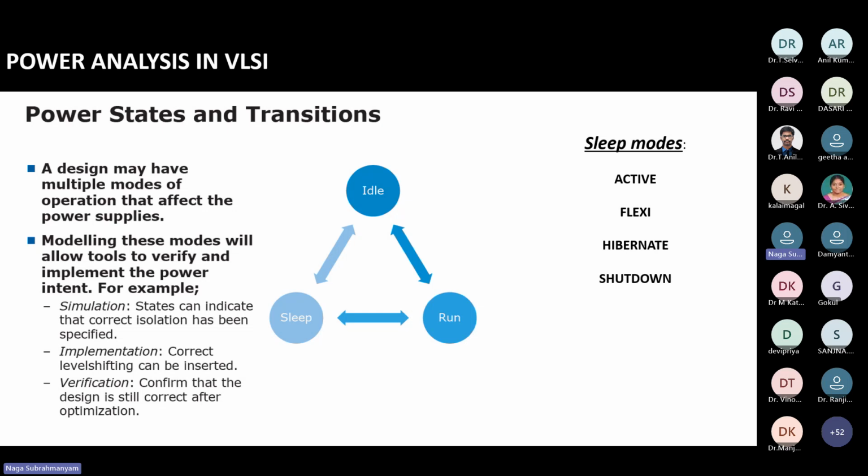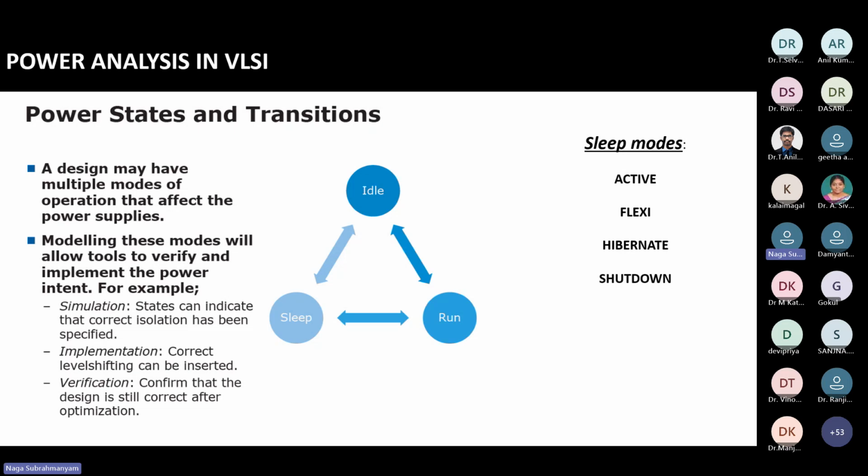These are the various states, mostly you know this. The system is in the idle state, the sleep state, or the run state. Those are interdependent on each other. So the verification confirms that the design is still correct after the optimization. If I'm switching the power states, the operation of the subsystem needs to be done as required. Suppose I put my system in the sleep state, the subsystem has to work according to this sleep state.